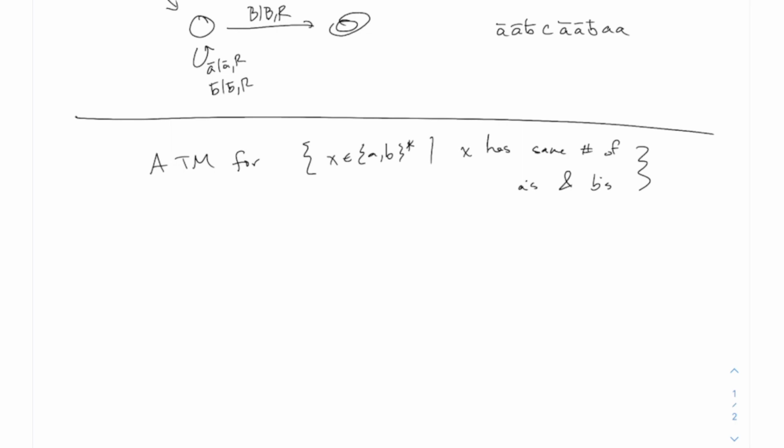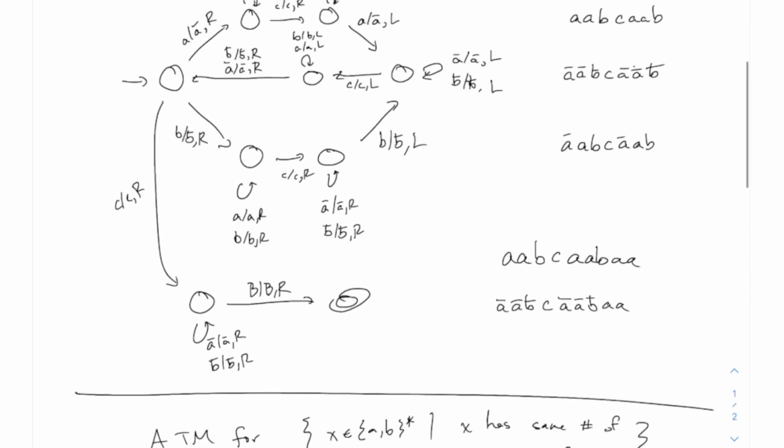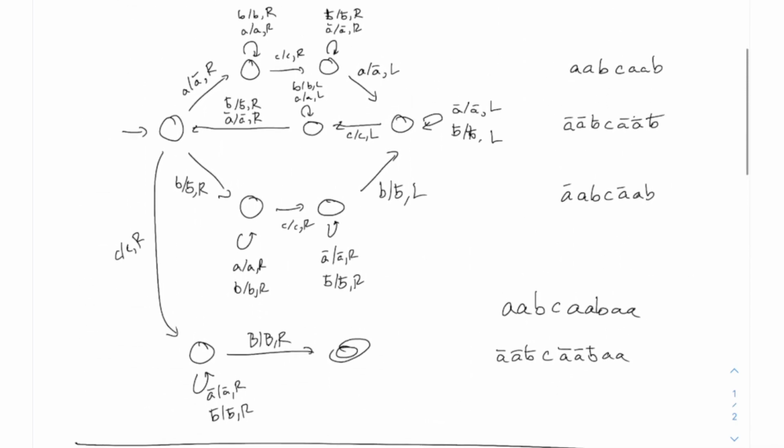So my strategy would be, yeah? Sorry, I had a question on the previous one. Yes. Since it's AB star, what if there were no A's or B's? Should there be an acceptance of just C? Yes, just C should be accepted.